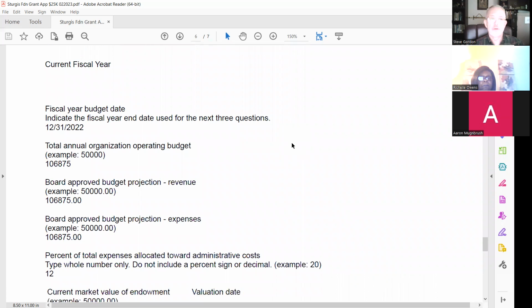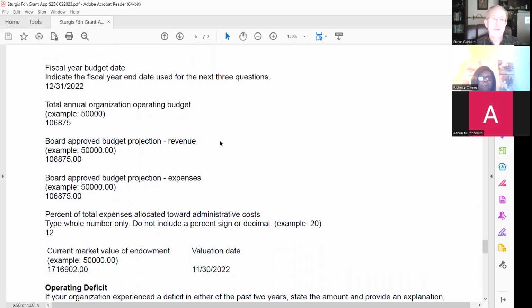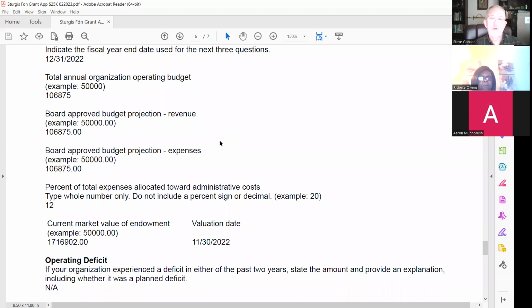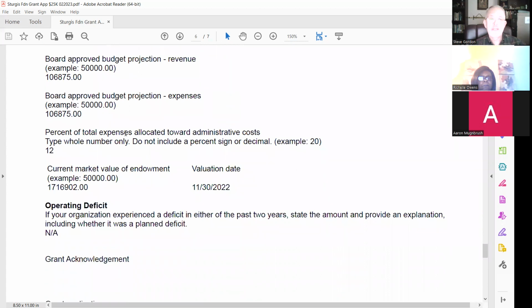Then in current fiscal year, they want you to look at this year, because the one we just did was looking backwards. Now looking forward, what's your budget for this year? When does the fiscal year end? What is projected revenue, projected expenses, percentage of total expenses allocated toward administrative costs. But remember, we want to keep our administrative costs low so that most of the money goes to the clients, right? So they want you to show most of your budget is for helping clients with their needs, and maybe, in this case, 12% of the budget was for administrative overhead. You want to keep that below 20% if at all possible.